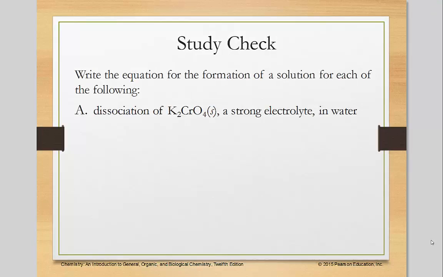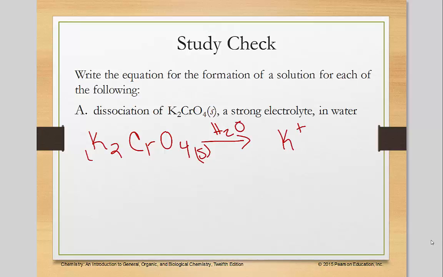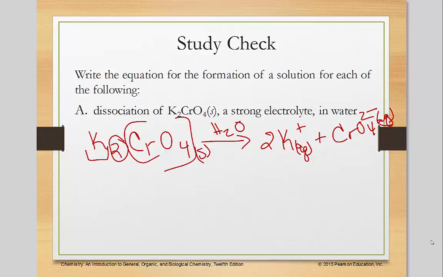Write the equation for the formation of a solution for the following: the dissociation of K2CrO4. We're going to put that in water and break that up. This is originally a solid. Now it's going to be in the aqueous solution. K plus, which is potassium, and there's 2 of them. And this is aqueous. Then CrO4 2 minus, once again aqueous. This time CrO4 is a polyatomic ion, so that 4 stays with it, and that's your final answer.